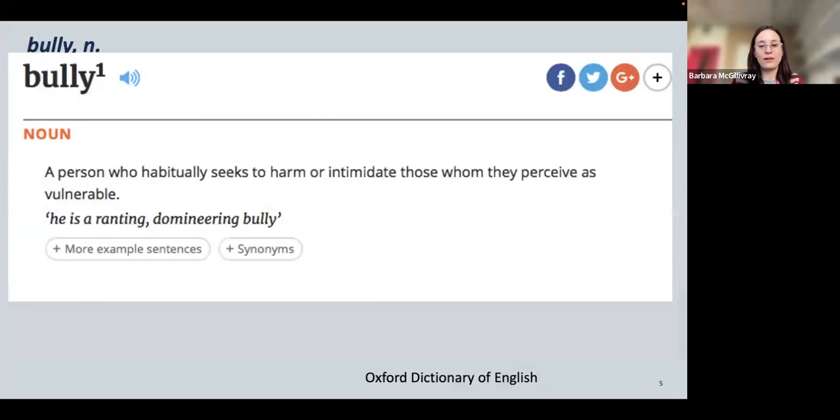And if you look it up in the Oxford Dictionary of English, which is the current dictionary of English, you see it says a person who seeks to harm others. So how did that change happen? And how can we automatically detect this? Well, these are the questions that have particularly concerned me in the past few years.